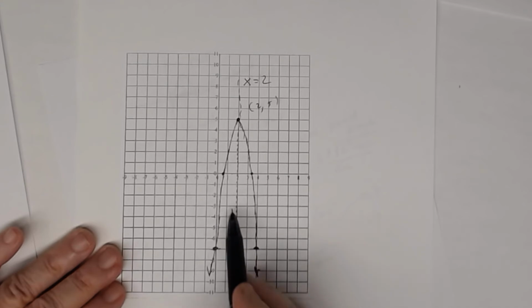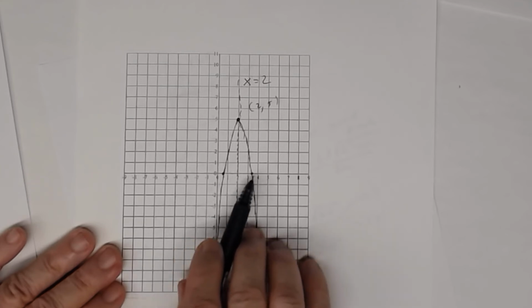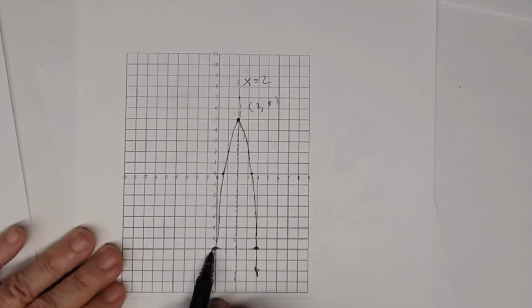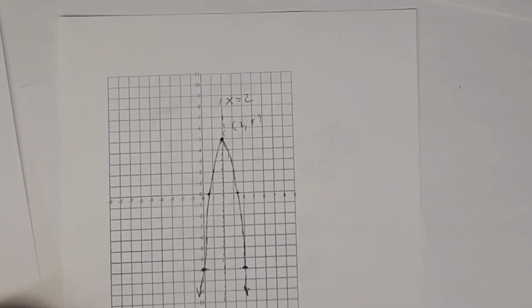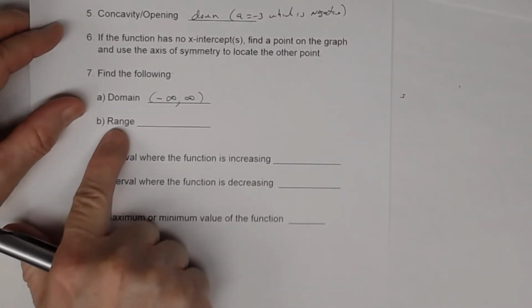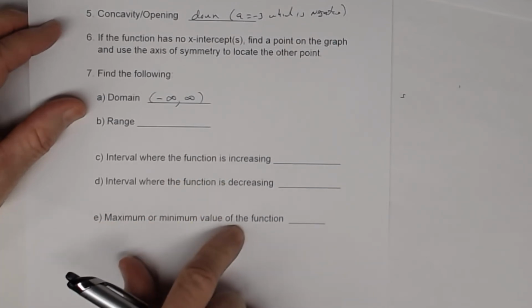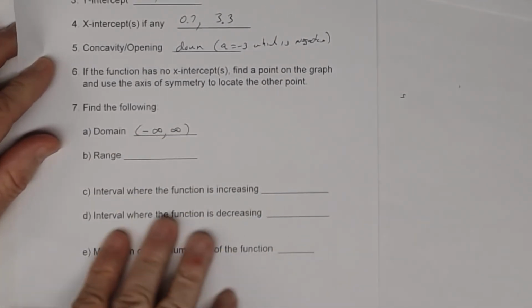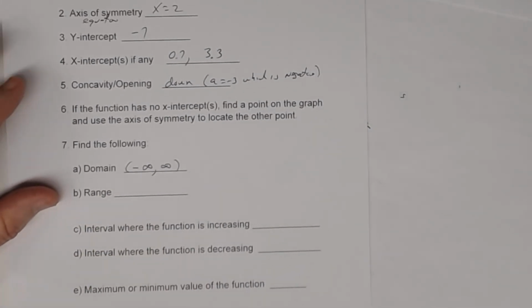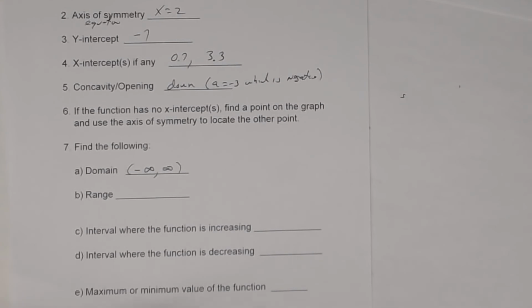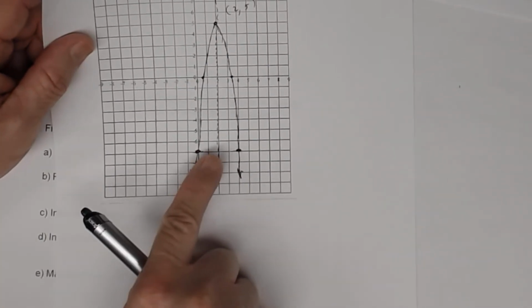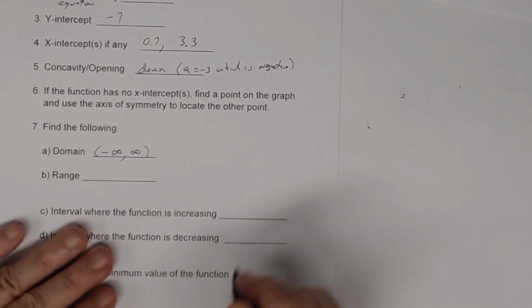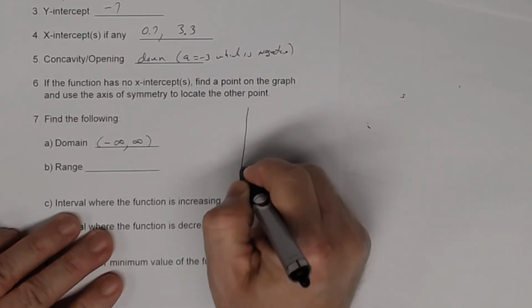So 1, 2, 3, 4, 5. I drew 5 points: the vertex, the 2 x-intercepts, and then using the y-intercept, the point that's symmetrical to it about the axis of symmetry. So there's a graph, and now let's go ahead and answer the rest. I want you to also tell me the range, and then where the graph is increasing, decreasing, and the minimum or maximum value. To do those, you did not have to draw a good graph like we did here. You just have to draw a rough sketch.